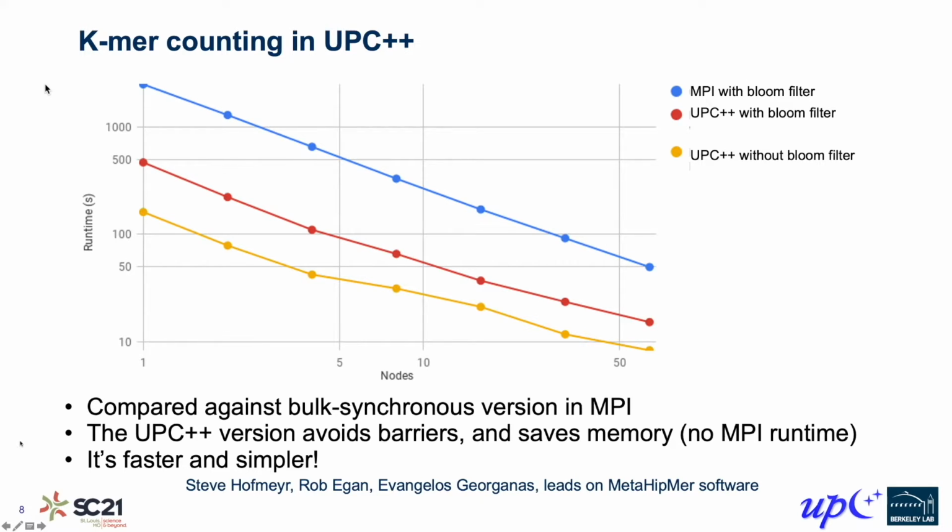It also saves significant memory in our setting because while UPC++ and MPI can run in the same application, it required extra memory to keep both runtimes around. The Bloom filter is useful for saving memory, but it also is a distributed data structure and incurs roughly the same kind of communication overhead as the hash table. So while the Bloom filter is valuable for saving memory, it can also cost more than double the runtime for K-mer analysis.